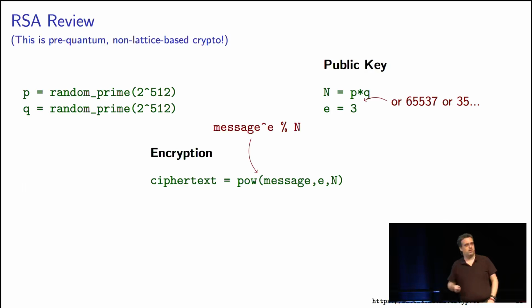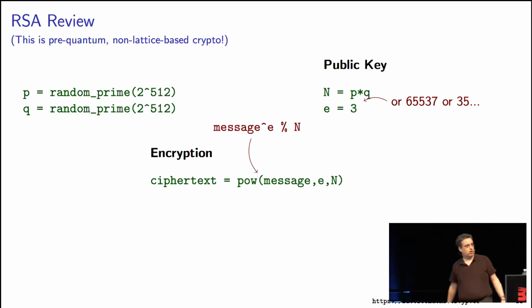Now that actually is a Python function. You can use pow in Python itself. The random prime, you need Sage, or you have to implement it yourself. But pow you can do in straight up Python, and that gives you message to the power E modulo N, and that's your ciphertext. For instance, the third power of a message modulo N.